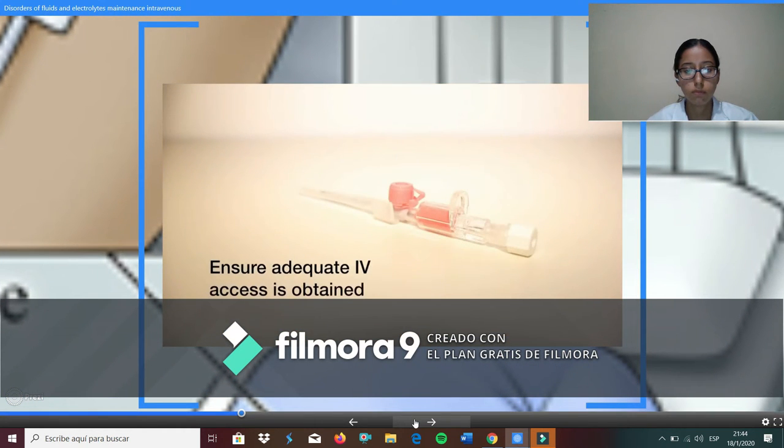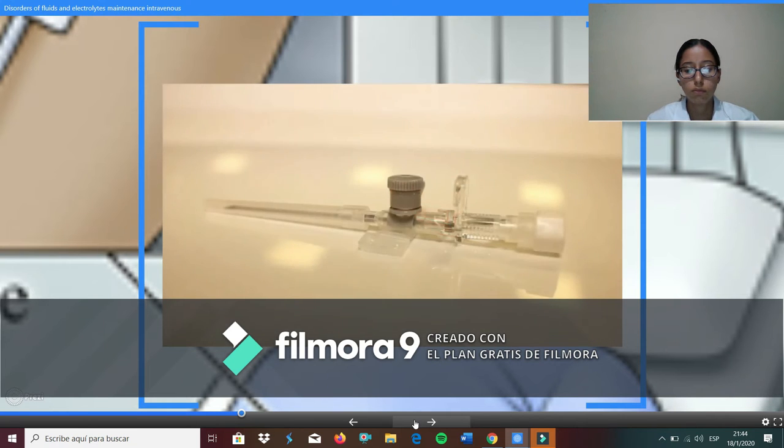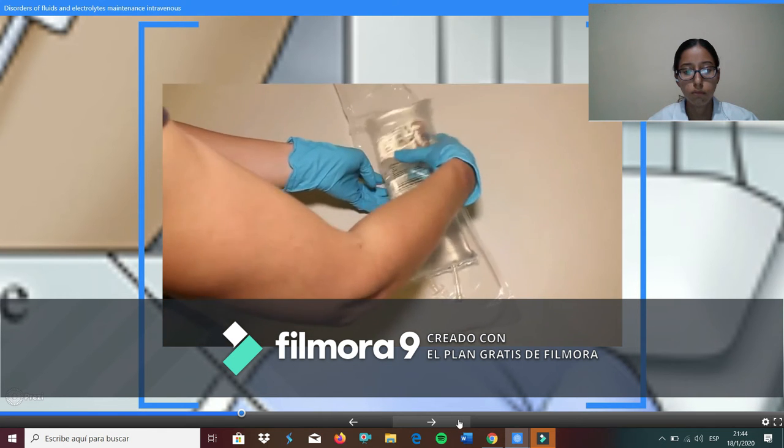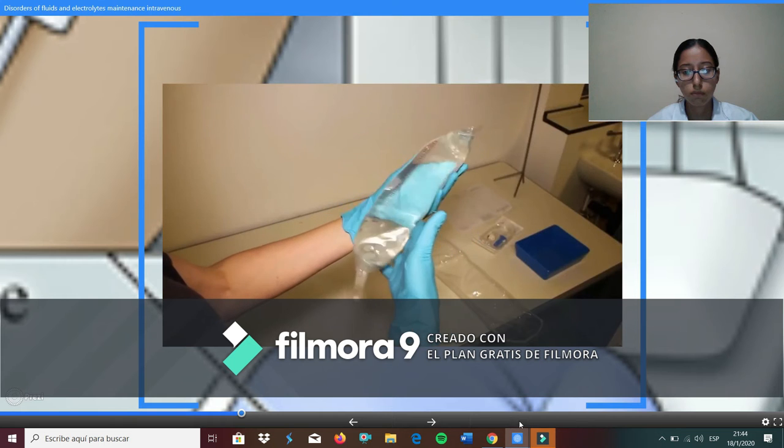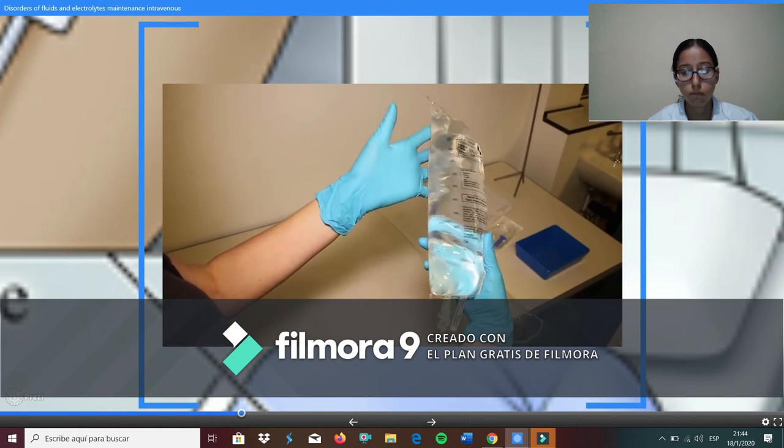Now ensure that your patient has a cannula of an appropriate size inserted. If you are planning on giving fast fluids, a large bore cannula will be needed. Flush the cannula to ensure it is working. Next, check the bag of fluid for damage, obvious contamination and expiry date.